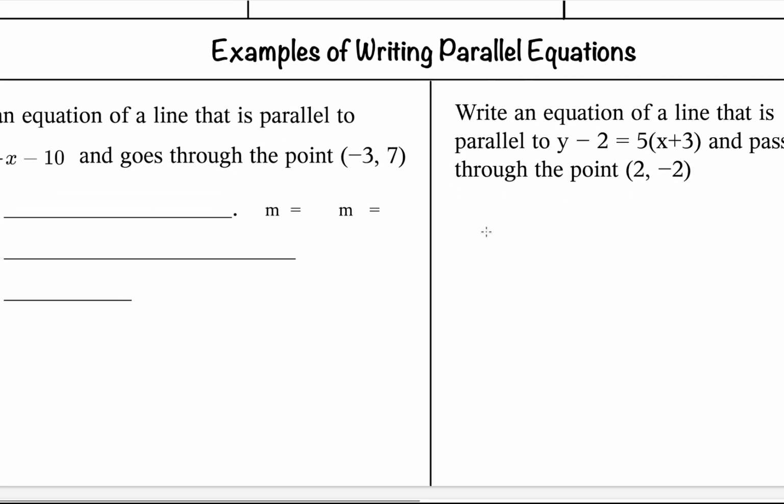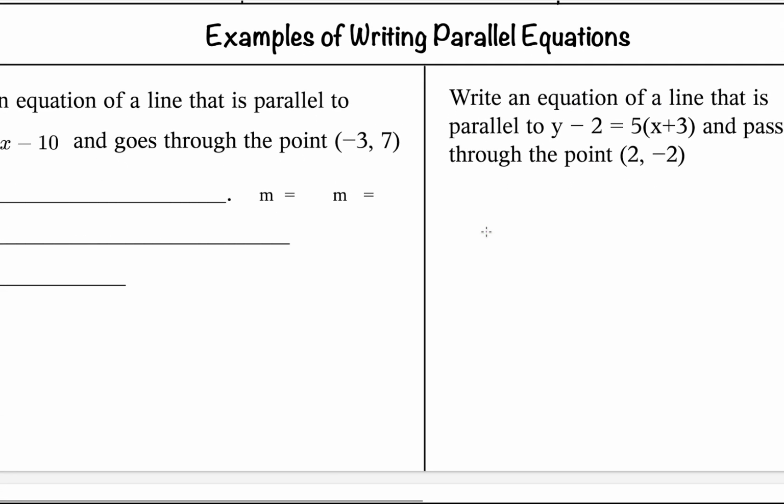So let's go through some examples of writing parallel equations. First one here is: write an equation of a line that is parallel to y equals 1/2 x minus 10, and it goes through the point (-3, 7). Step 1 is to identify the slope. The slope is 1/2. The parallel slope is the same, so we're going to put 1/2.